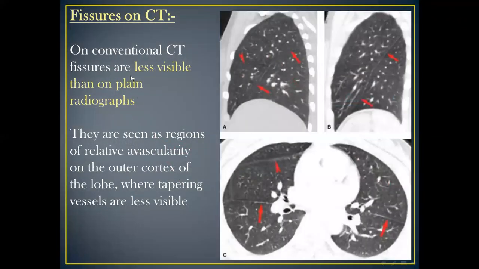On conventional CT, the fissures are less visible than on plain X-ray. They are usually seen as regions of relative avascularity on the outer cortex of the lobe, where tapering of the vessels is less visible. This is the oblique fissure, the major fissure, and this is the horizontal fissure of the right lung, and this is the major fissure of the left lung. On axial section, this is the horizontal fissure, and these are the right and left oblique fissures.